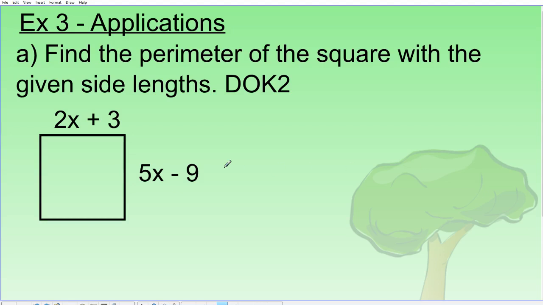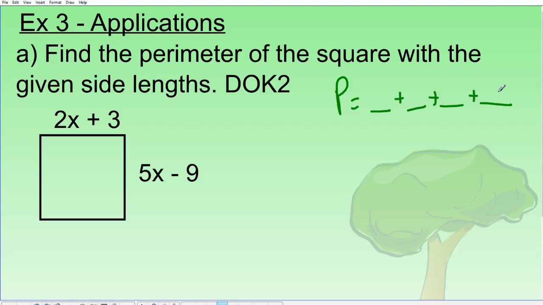Example 3 here says, find the perimeter of the square with the given side lengths. Okay, so they gave us a square, and they gave us how big the sides are, 2x plus 3 and 5x minus 9, and they want us to find the perimeter. If you don't remember how to find perimeter, the perimeter of any shape is you add all the sides together. Now, since this is a square, there are 4 sides. We're going to add all 4 sides up, and that would be the perimeter.